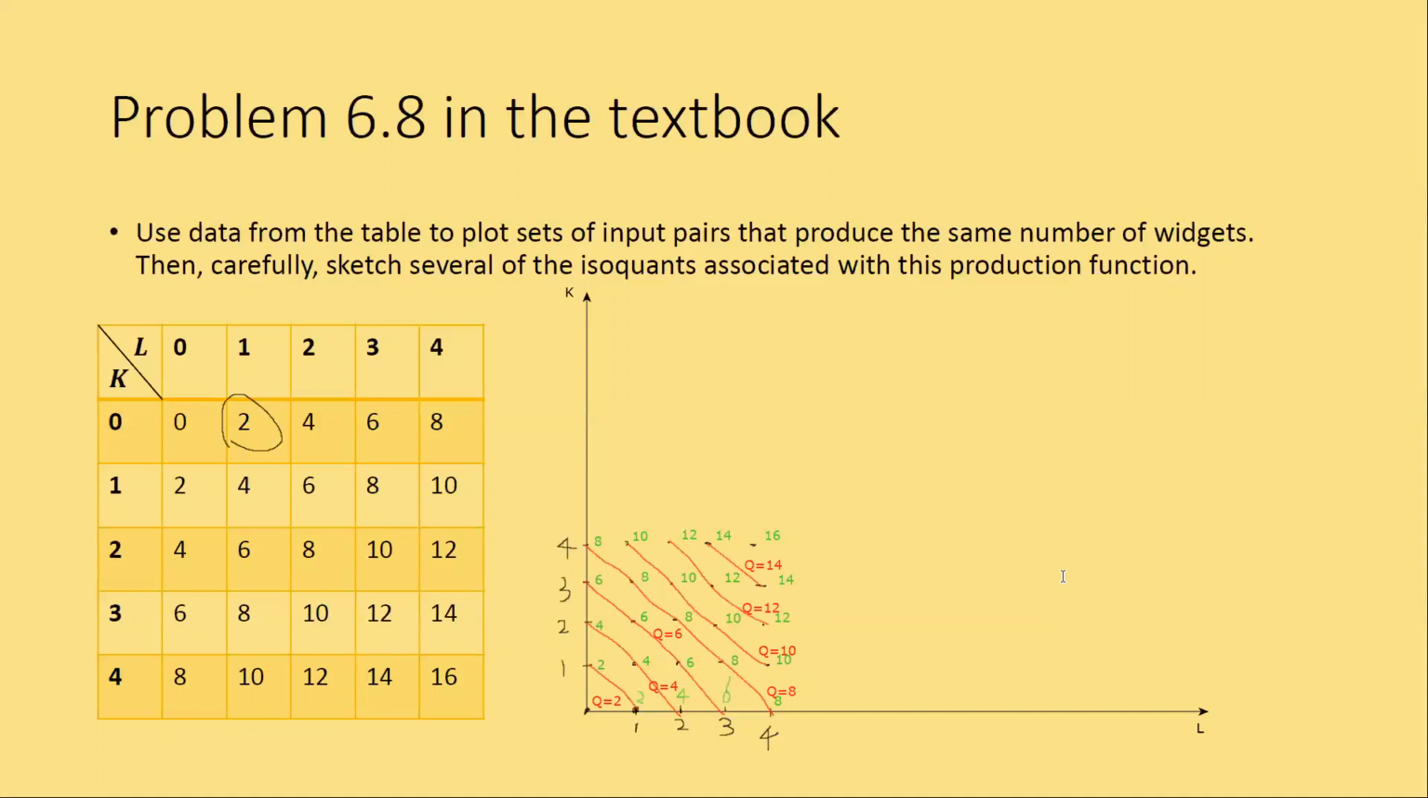So it's tempting to extend those lines, but based on the information we were given in the table, we couldn't really do that. So we can draw a whole bunch of isoquants on this graph by representing what we see in this table. All right. And let me clear the drawings.